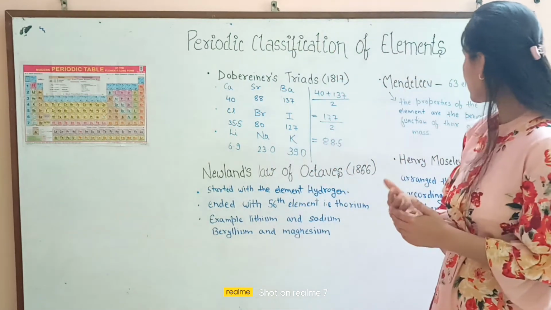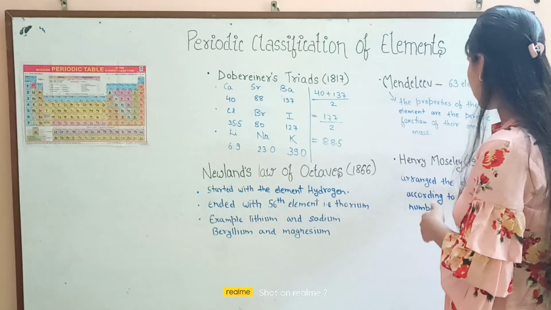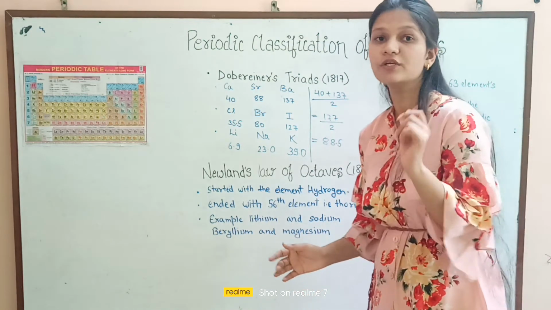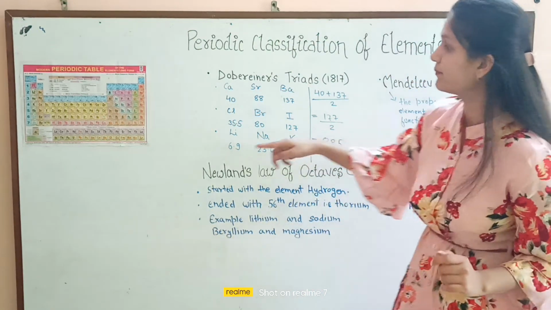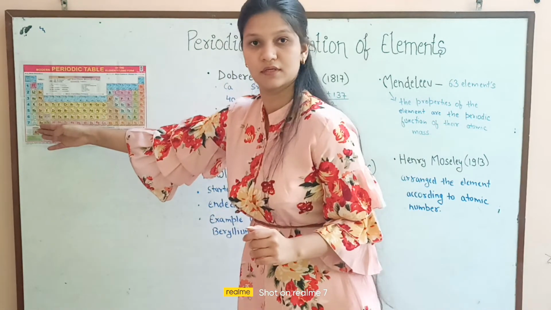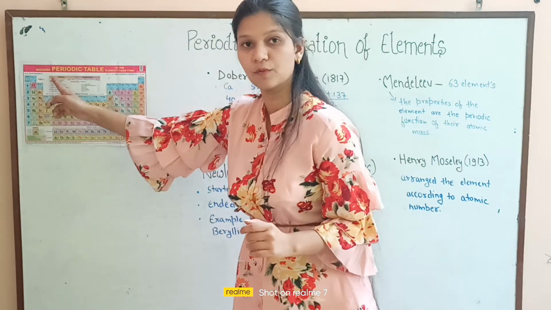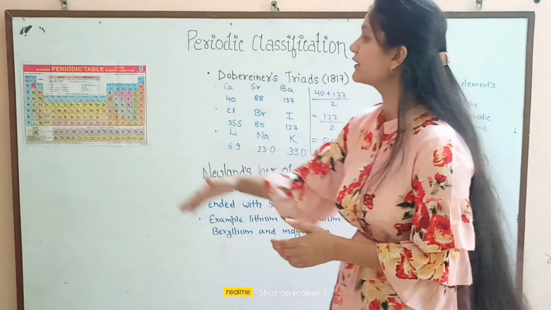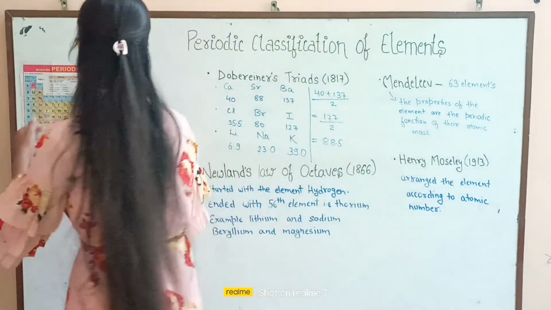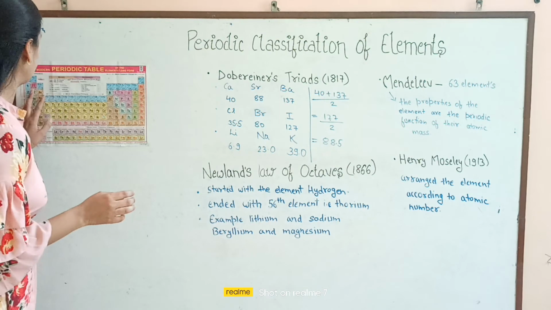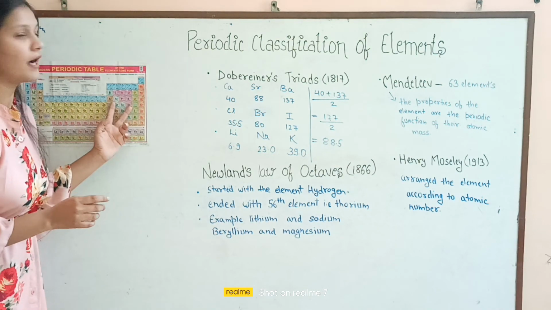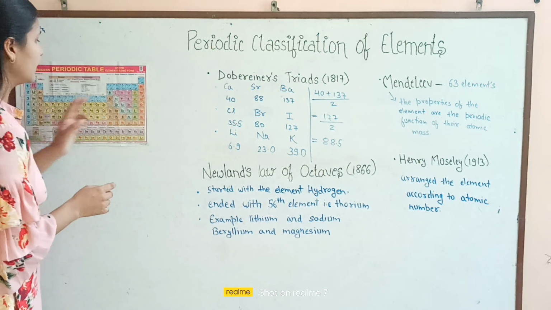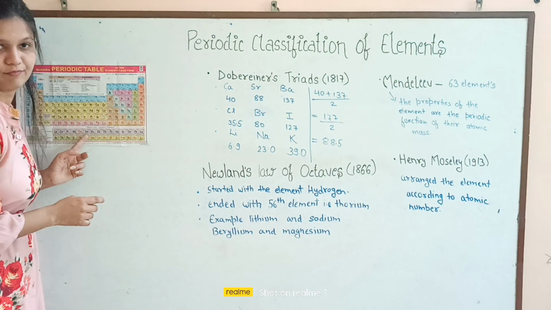At last came a new scientist, Henry Moseley, in 1913, and he arranged the elements according to atomic number. And one more thing is that Mendeleev gave these vertical columns known as groups and horizontal rows named as periods. So this is our modern periodic table. In this modern periodic table, the first two columns are metals, these columns are termed non-metals, and this is also metal. This is the S block, P block, D block and F block. Thank you.